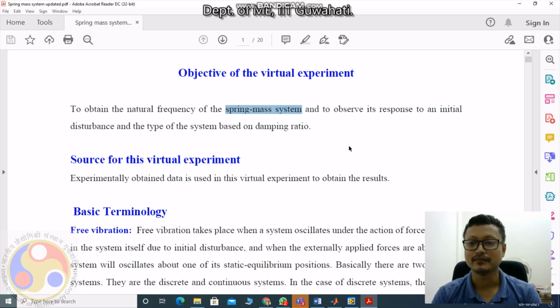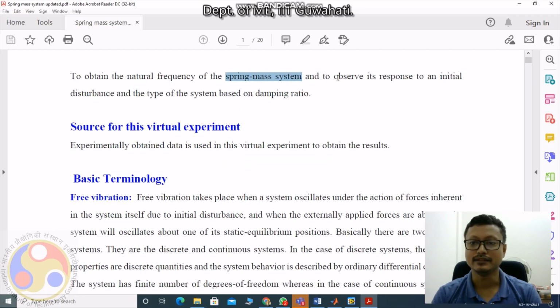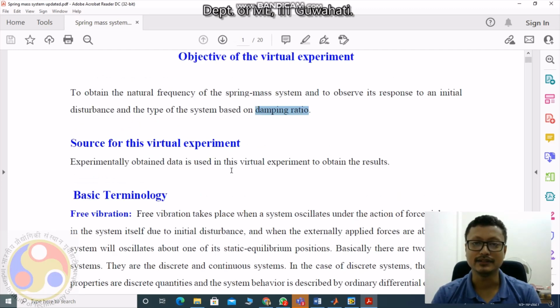We will observe its response to initial disturbance and the type of system based on damping ratio. You also need to find the damping ratio of the spring and the natural frequency. So this is the manual.